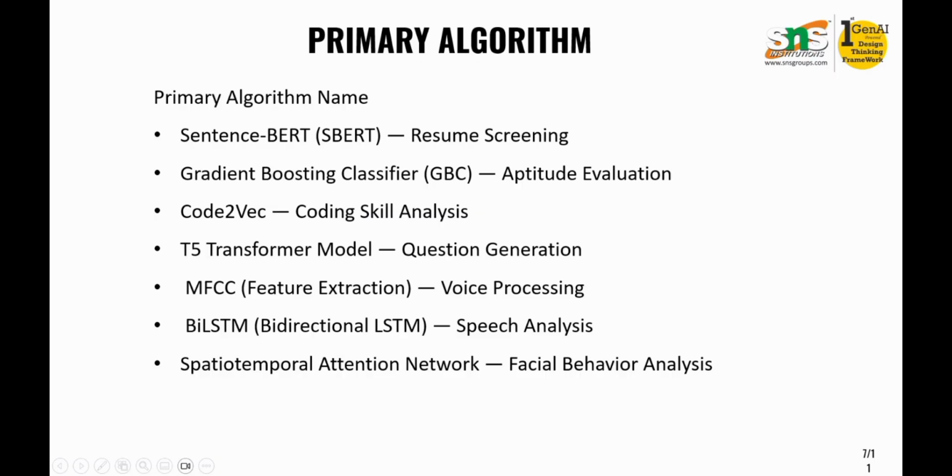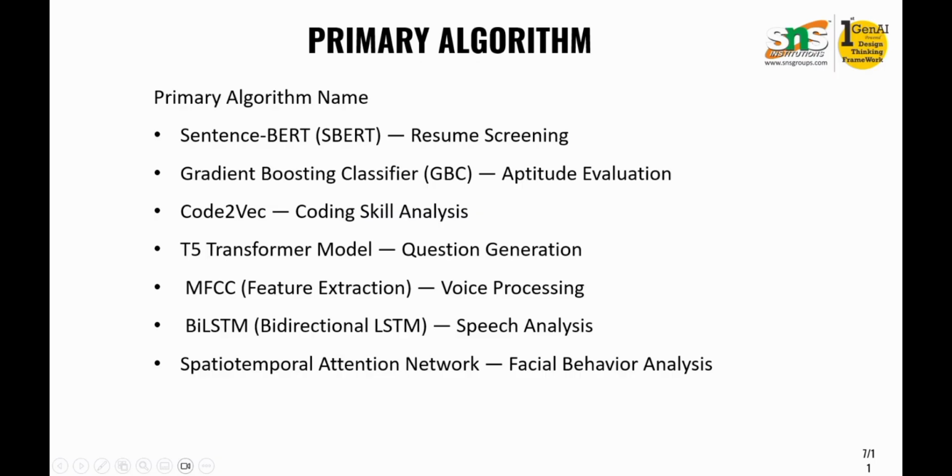First, for resume screening, the system uses the Sentence-BERT algorithm, which converts both the resume and job description into semantic vector embeddings. Instead of matching keywords, SBERT understands contextual meaning and calculates similarity using cosine similarity.